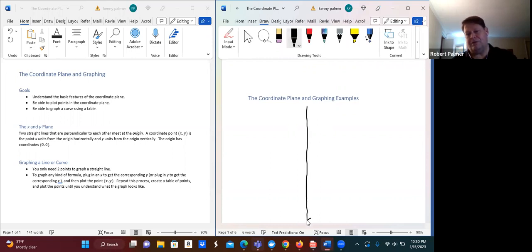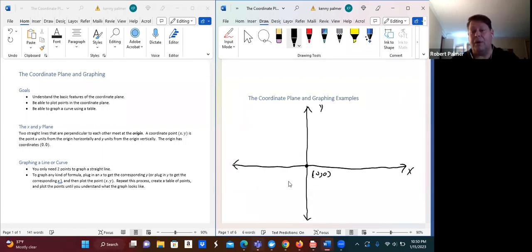So let's do that. Let's say this is one of our lines, and this is our other line. Called the XY plane, we call this the x-axis, and this is the y-axis. And they meet at a point called the origin, which has coordinate 0, 0. This is our starting point on the graph. Okay, and this is the origin.